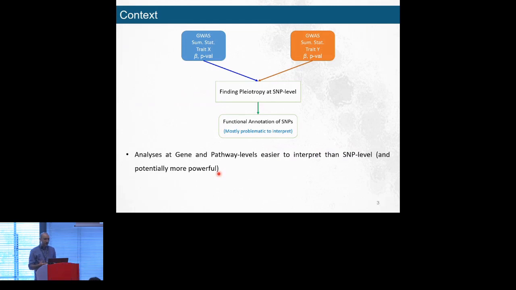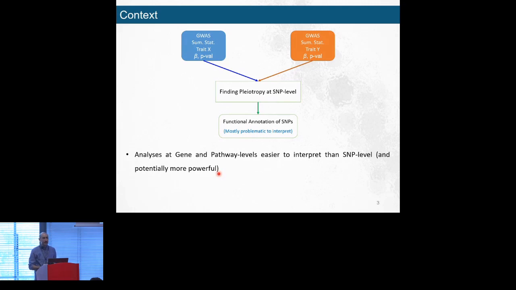In the traditional way, we look for pleiotropy at SNP level, and then after finding the candidate SNPs, we go to the functional annotation of the SNPs. That is the most problematic step for interpretation. So one of the suggested solutions is to analyze at gene level or pathway level, in order to interpret more easily than at SNP level and potentially be more powerful.